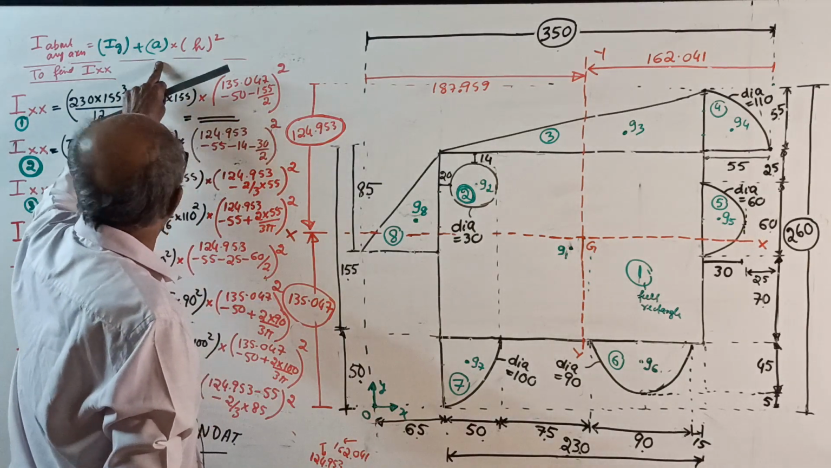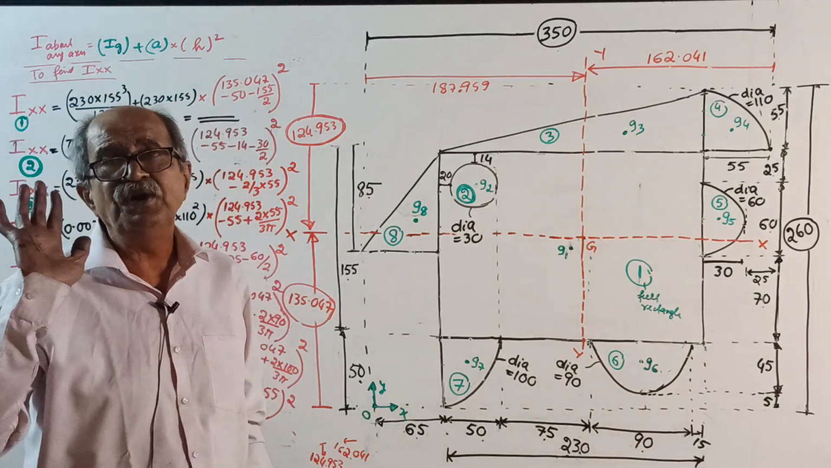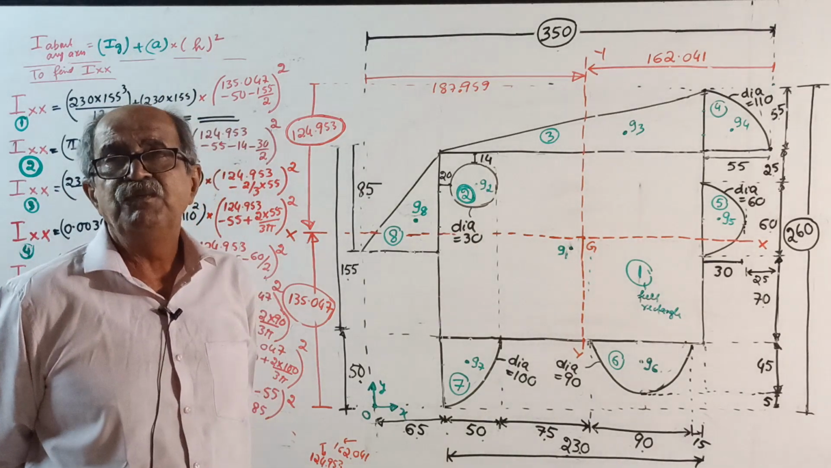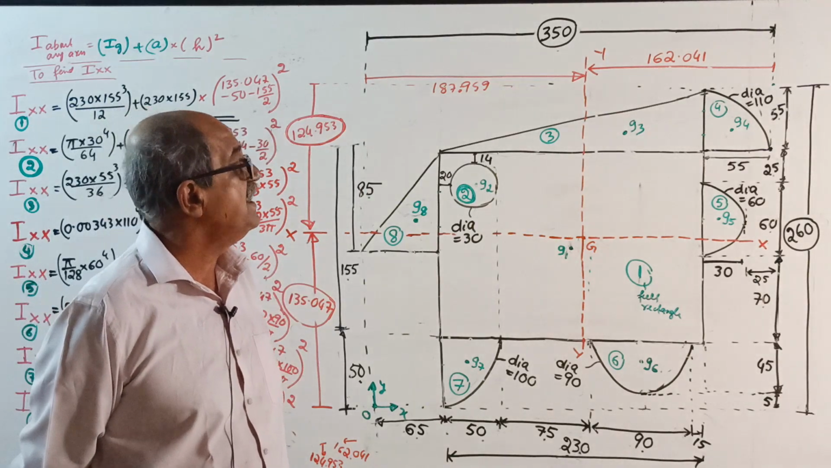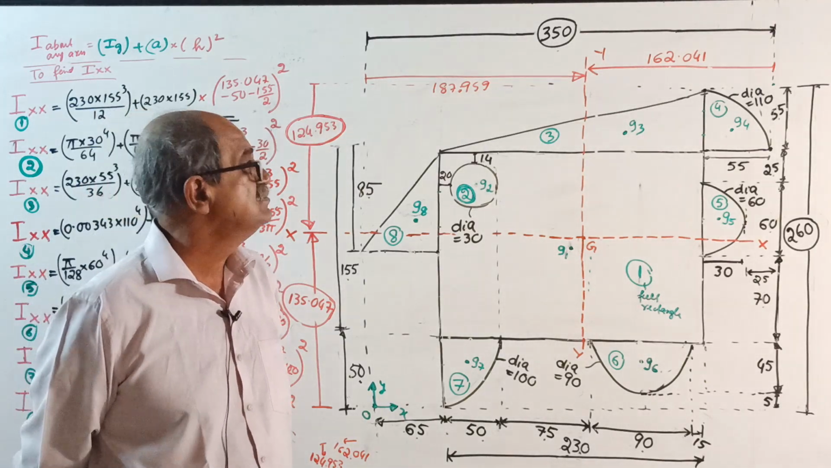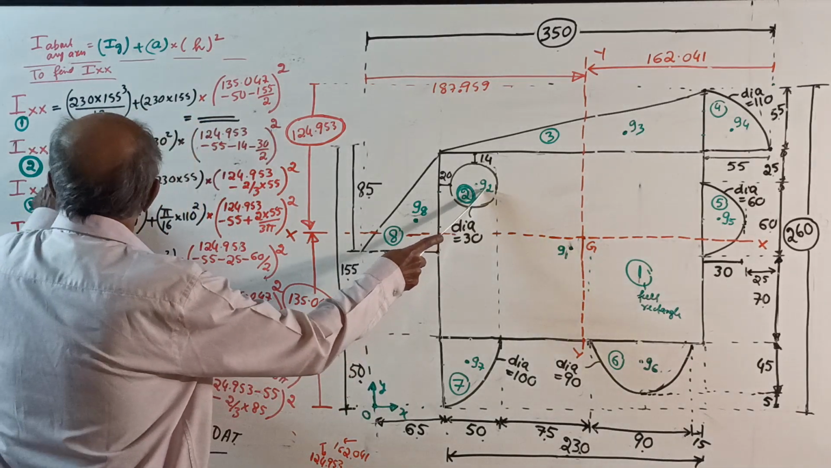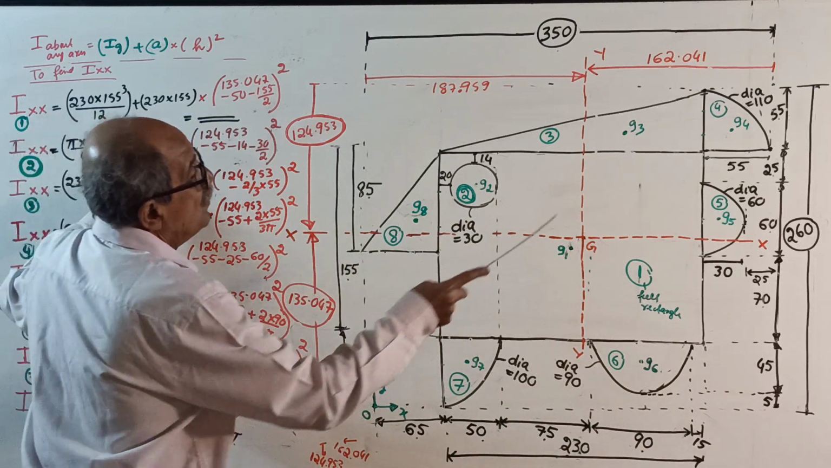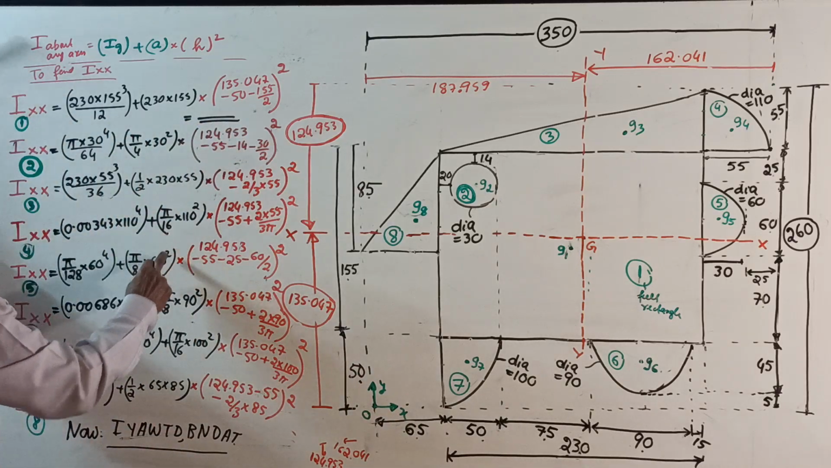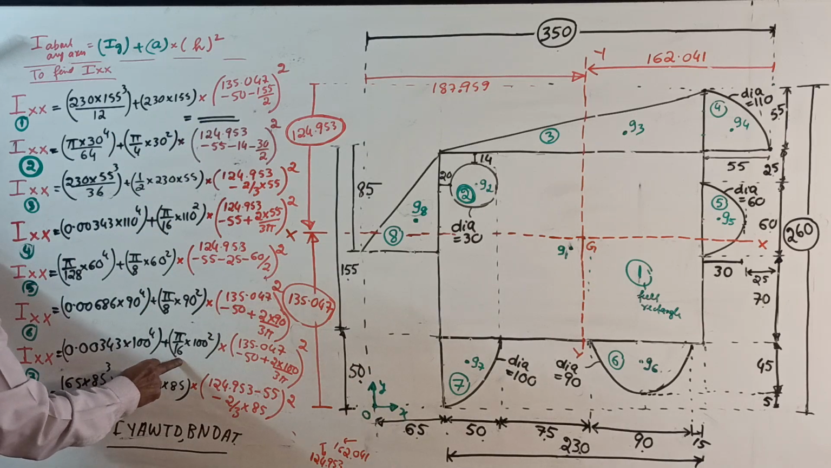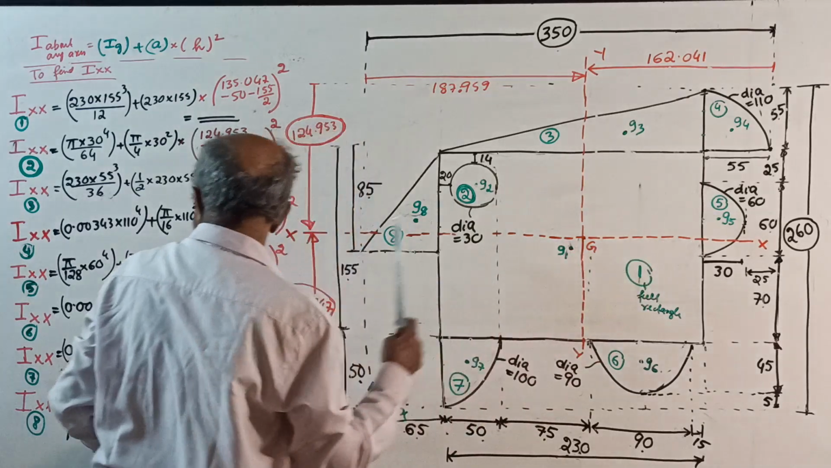Therefore, I_G plus A h square. Area I will not explain. Circle, pi by 4 diameter square. Semicircle, pi by 8 diameter square. Quadrant, pi by 16 diameter square. See, for circle, 2, pi by 4 diameter square. For 4 and 7, pi by 16 diameter square. For which one? 6 and 5.